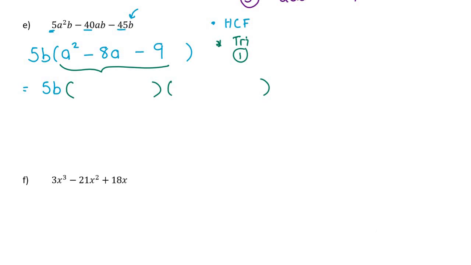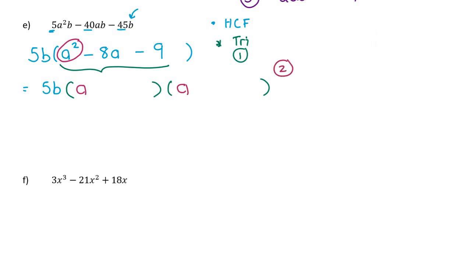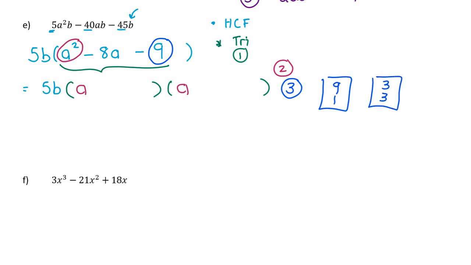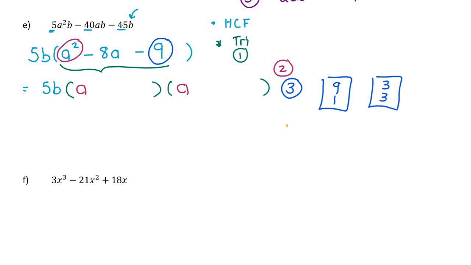Right, second step. Where does my a squared come from? My a squared comes from a times a. So that's my second step. Third step. How could I possibly get 9? My options would be 9 and 1 or 3 and 3. Now if I just again glance over to the middle term of minus 8, I'm already thinking chances are it's going to be 9 and 1.